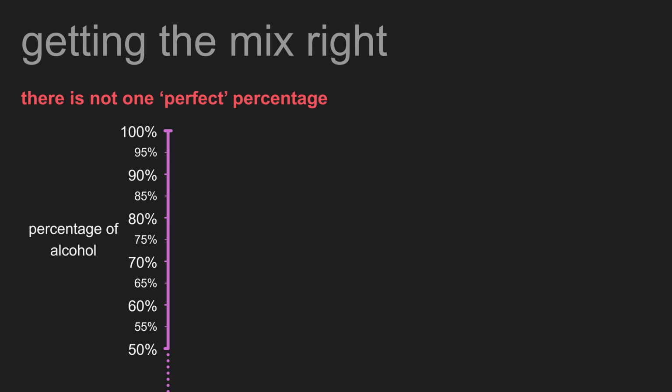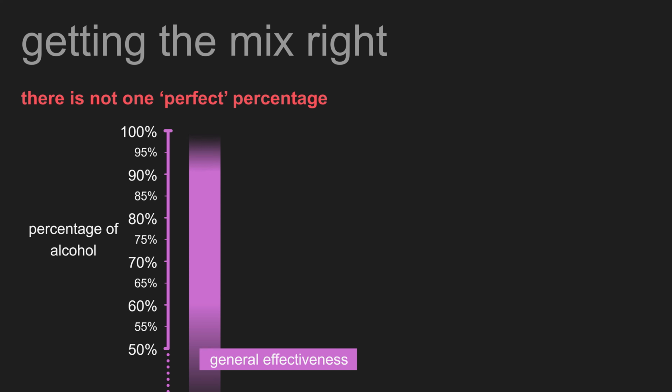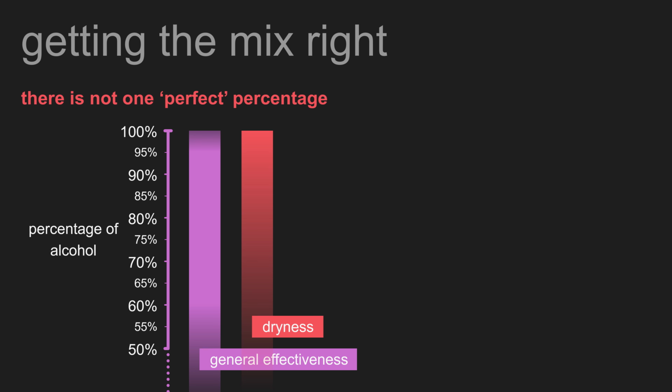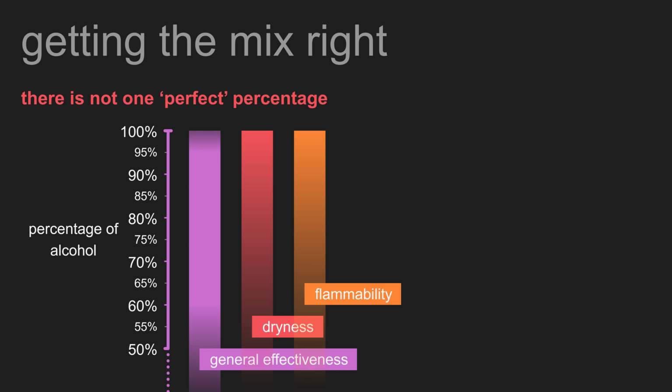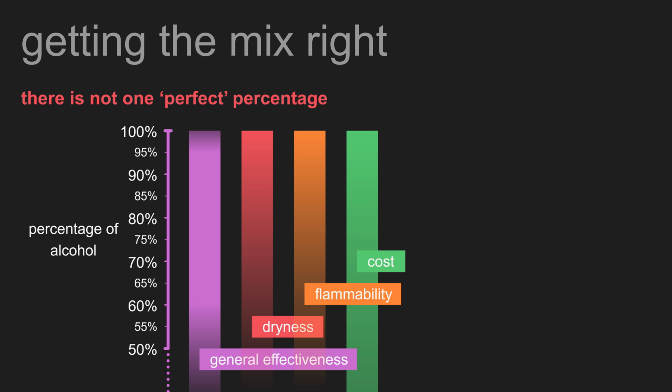Lots of things change as you change the percentage of the alcohol. But remember, there's no single perfect percentage that works for all scenarios. Let's start off looking at some of the simple factors. Hand sanitizer is generally more effective with a higher alcohol concentration. But the higher the alcohol concentration, the drier it will make the skin. Very dry skin can crack and leave you more vulnerable to infections. And since the alcohols are highly flammable, the higher the percentage of alcohol, the more flammable the mixture will be. Lastly, the alcohols will be more expensive than water and some other ingredients, so a higher percentage of the alcohol will generally be more expensive to produce.